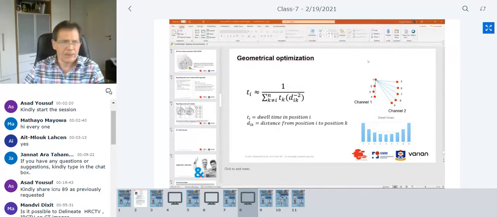Good. I just want to spend 1 minute again on the topic geometrical optimization, because it has been mentioned a few times now. And it's basically a very simple algorithm. So you can do that more or less by hand calculation. What is important is, let's say you have source positions, the red points are source positions, you basically calculate from, let's say, position number 1, the distance to all other source positions, and you square this distance. And basically the dwell time is proportional to the sum of these distances. Here is the whole secret of geometrical optimization.